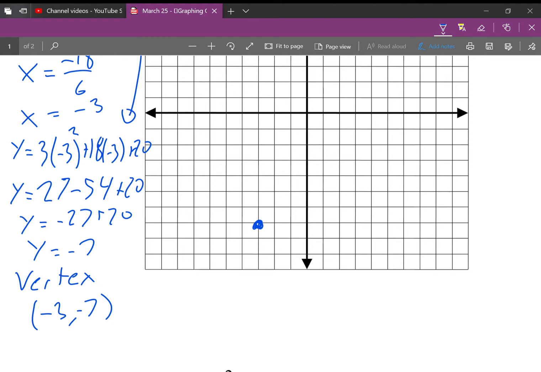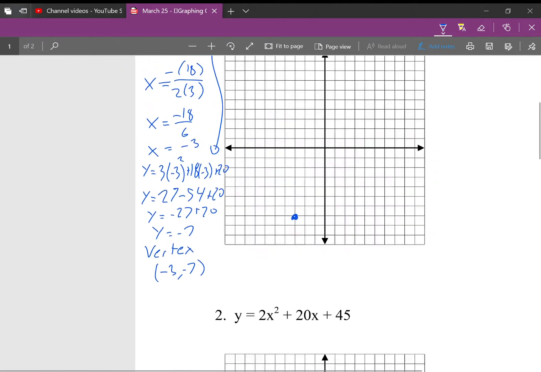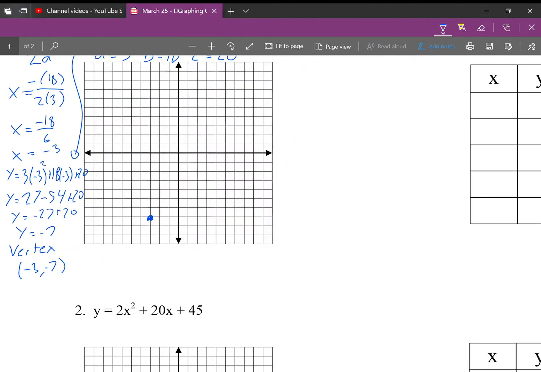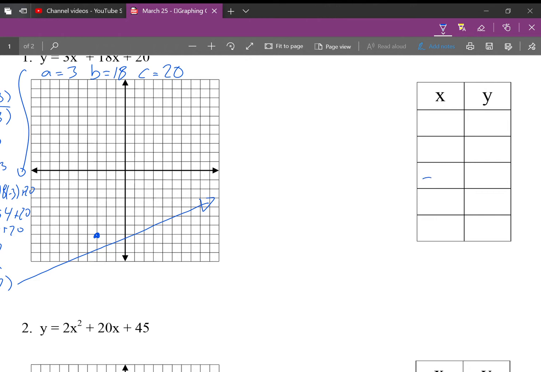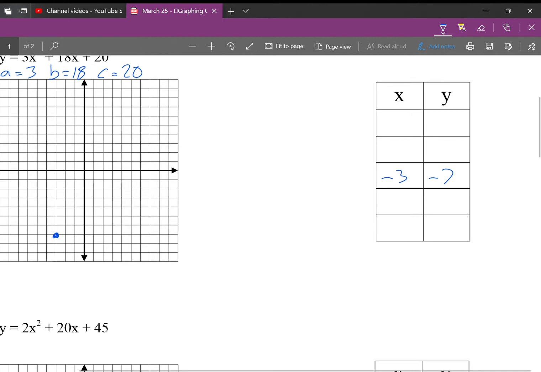And that's not new. I want to remind you that's what we did last Thursday, assuming you did the work from last Thursday. Now what we're going to add to that is we're going to take this value, negative 3, negative 7, and that's going to become the center value in our table. And if that's my center value, what I need to do is put the two numbers before negative 3 and the two numbers after. And it doesn't matter what order you do them in. It should be negative 3, negative 4, negative 5, and negative 2, negative 1.